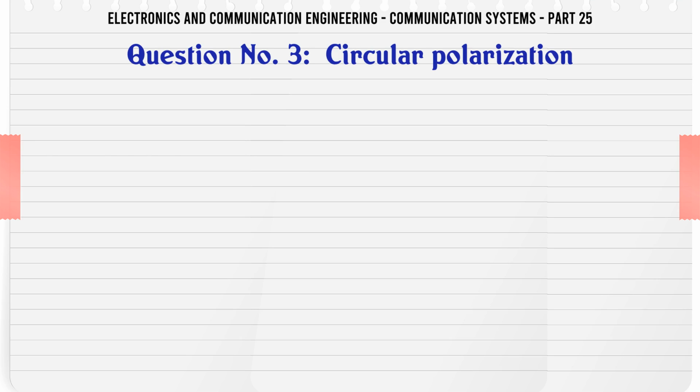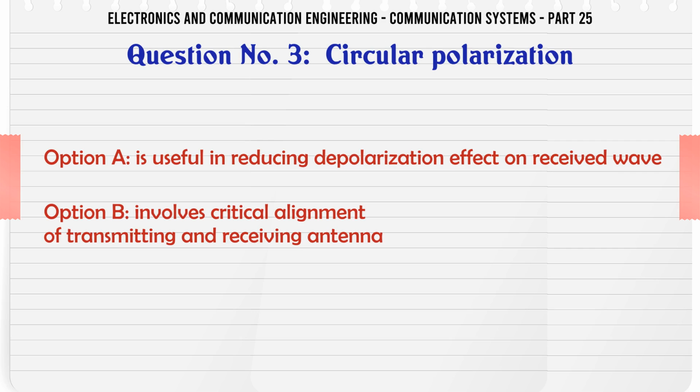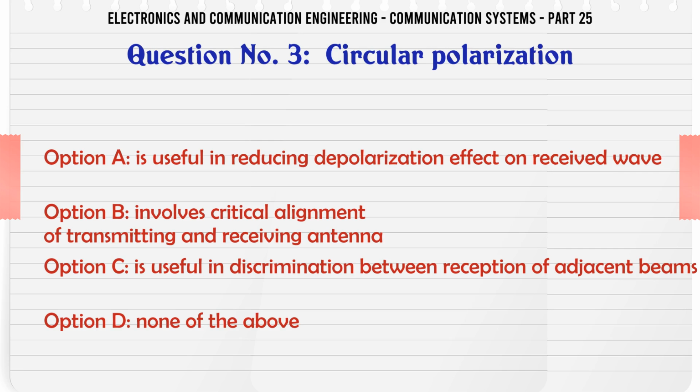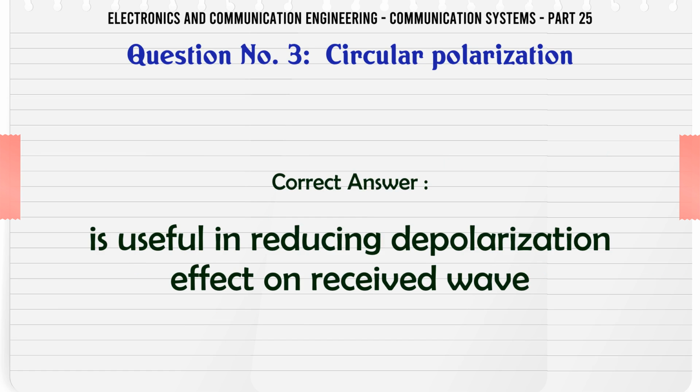Circular polarization. A. Is useful in reducing depolarization effect on received wave. B. Involves critical alignment of transmitting and receiving antenna. C. Is useful in discrimination between reception of adjacent beams. D. None of the above. The correct answer is useful in reducing depolarization effect on received wave.